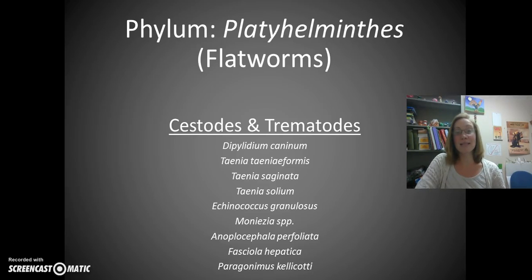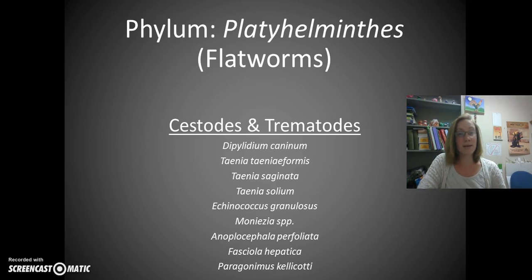Hi everyone! Today we're going to be discussing 9 different parasites under the phylum Platyhelminthes, and these are commonly known as flatworms. So the types of parasites that reside under the phylum Platyhelminthes are cestodes and trematodes.